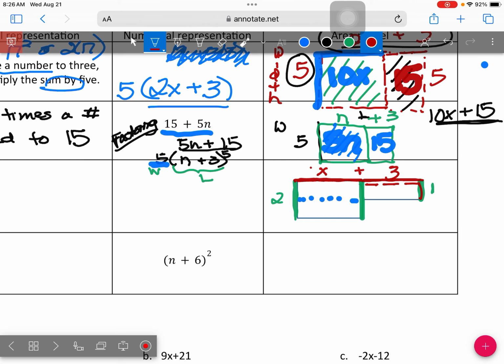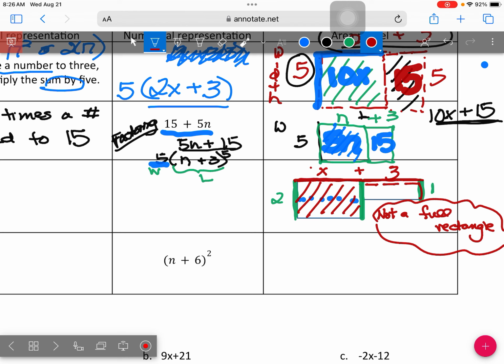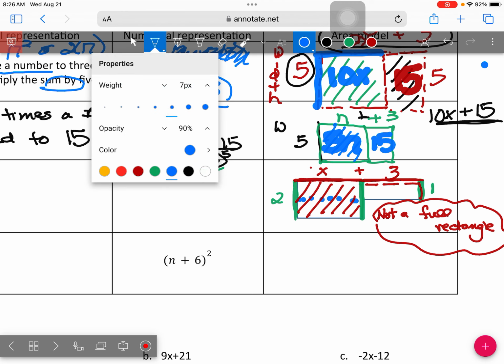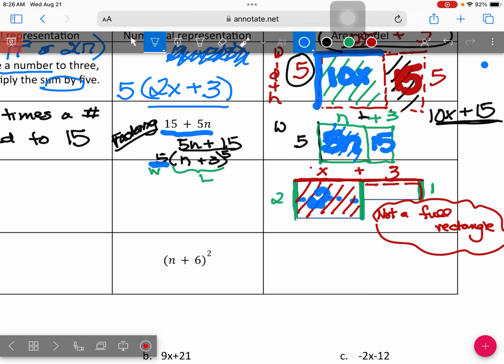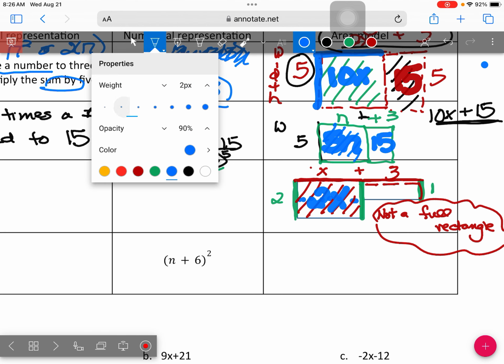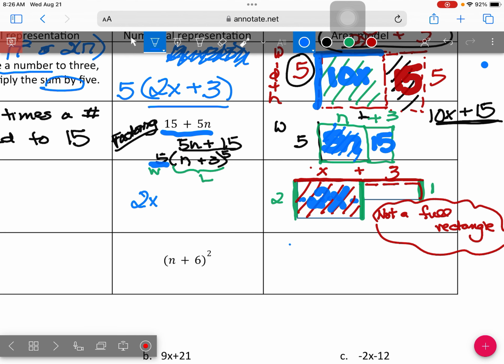Like I said, this is the most difficult, but you base it on what you have seen before. Notice this is not a full rectangle. That is huge to recognize. Okay? So as you look at this, what is the area of the first rectangle? 2x. Does everybody agree with that? It has a width of 2, a length of x, so that is 2x.